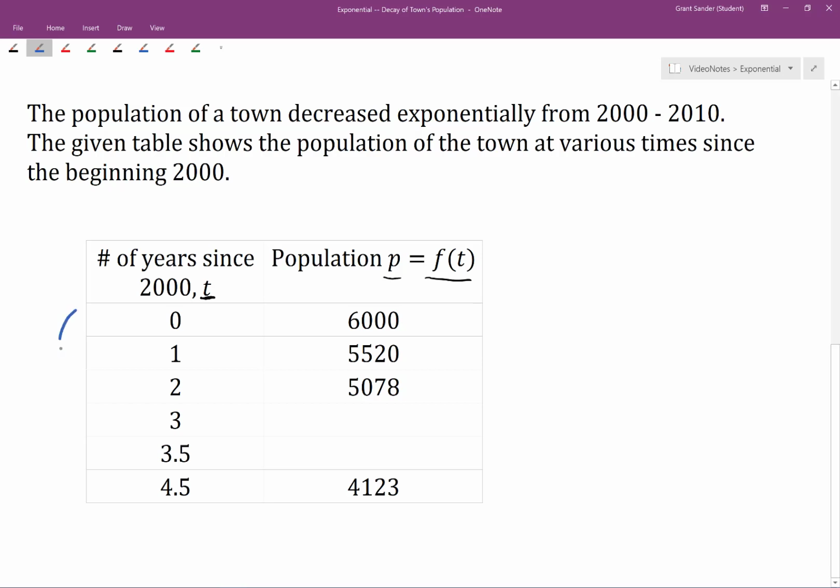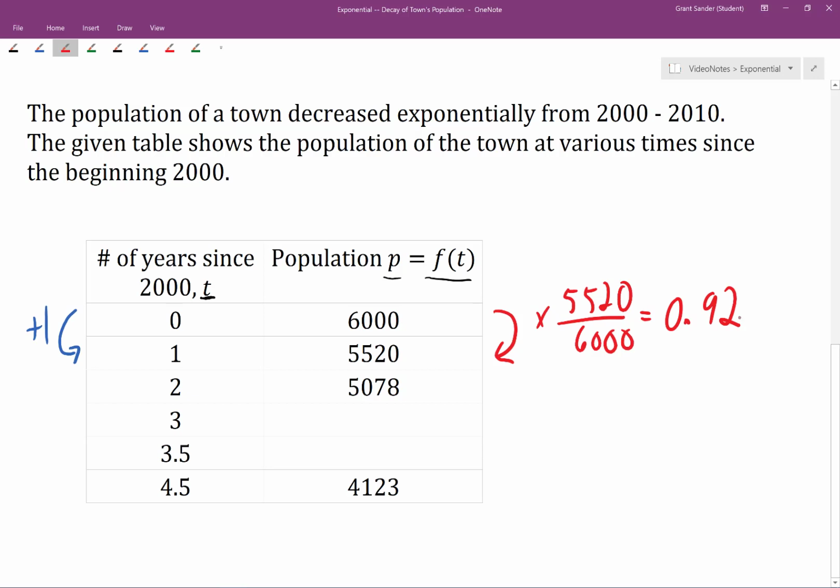So anytime T increases by 1, or anytime 1 year passes, we expect this population to become some number of times as large, and that number of times as large should be constant relative to the time interval. So in this case, as T varies from 0 to 1, a change of 1 year, the population becomes 5,520 divided by 6,000 times as large. And this ratio is equal to 0.92. So anytime 1 year passes, the population becomes 0.92 times as large.